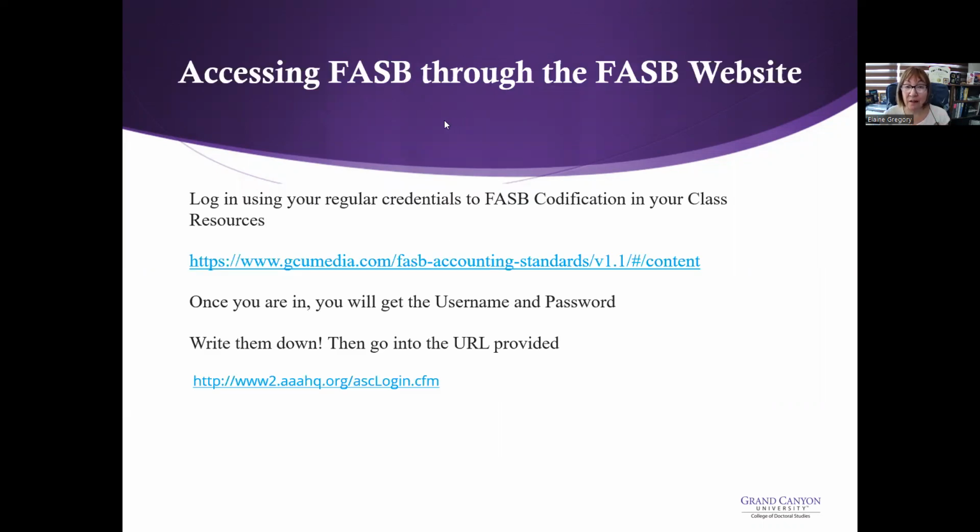To access FASB through the FASB website, you go through the FASB codification in your class resources, and the link is provided to you. Once you are in, you'll get the username and password. Write them down. Then you'll go to the URL provided in the AAA website, which gives us free access to the FASB codification.